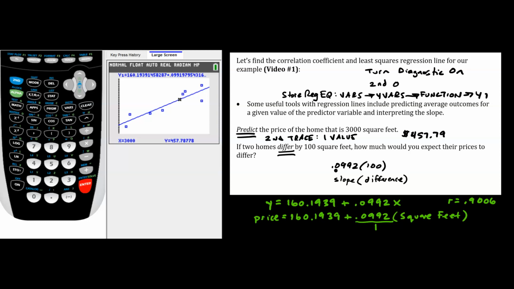And in this case, if we take 0.0992 multiplied by 100, then we get 9.92, and again, this is in thousands of dollars. So this is saying if you have two homes that differ by about 100 square feet, then their prices are going to differ by almost $10,000.